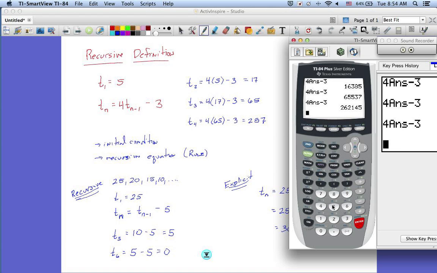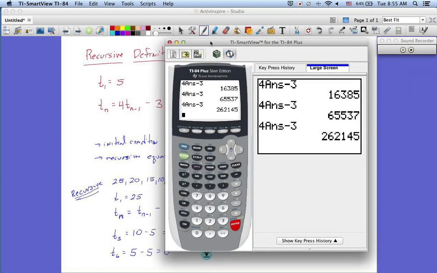All right, so there's the recursive equation. Not much to it. You just need to know a little more information, and it's not nearly as efficient as an explicit formula would be. That is our recursion equation, and we are done with this section for today.